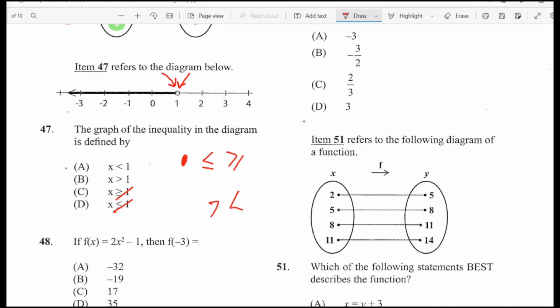Now let's look. We're moving from 1, and we're heading towards those numbers, which means that those numbers are less than 1: 0, -1, -2, -3 to infinity. So you're looking for a response that says that x is less than 1.